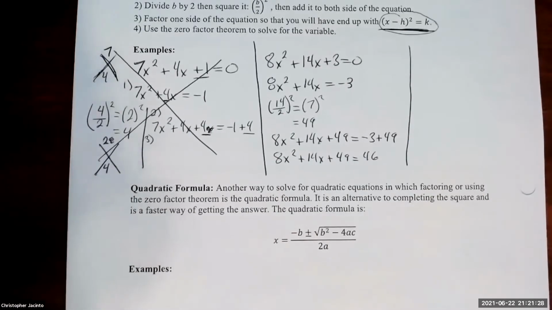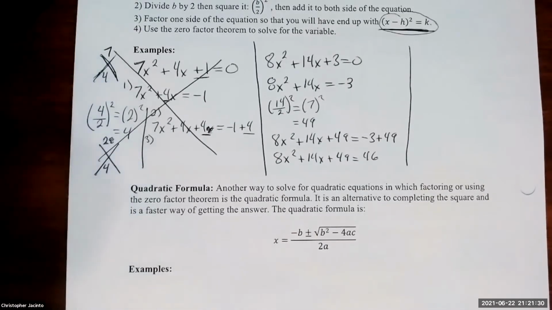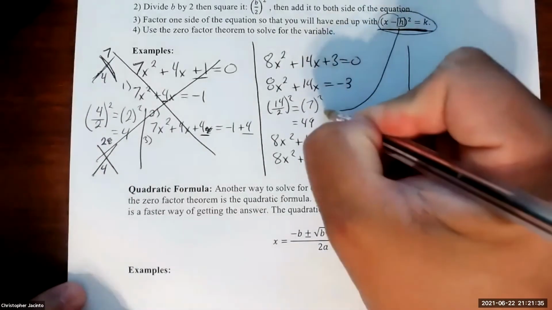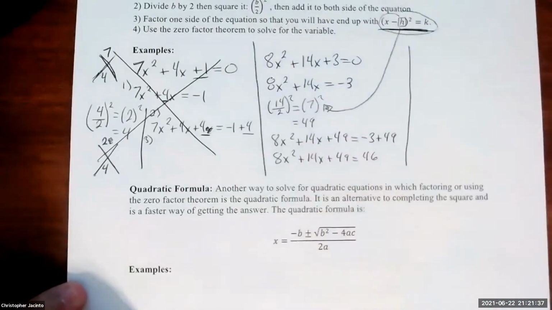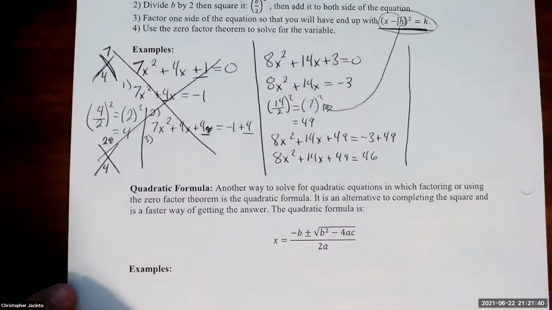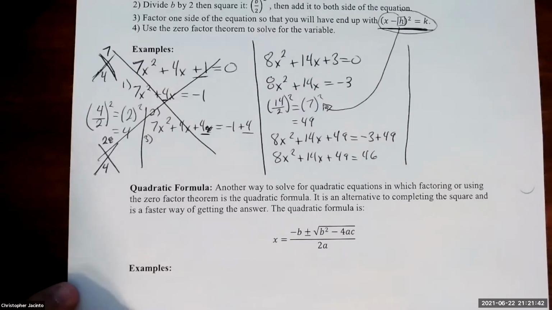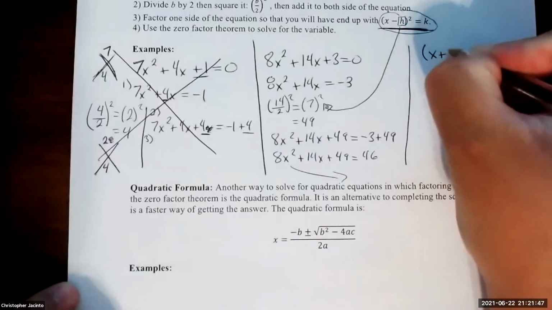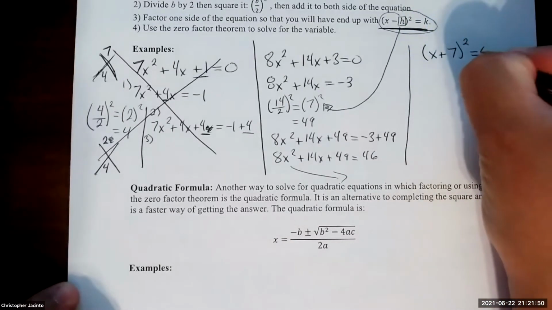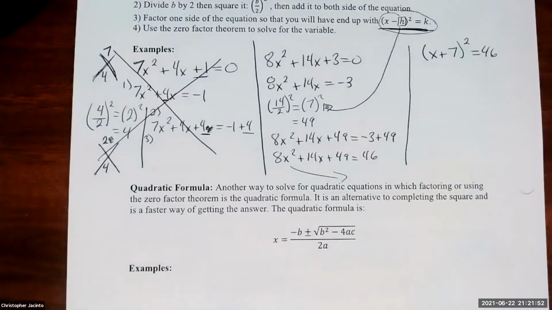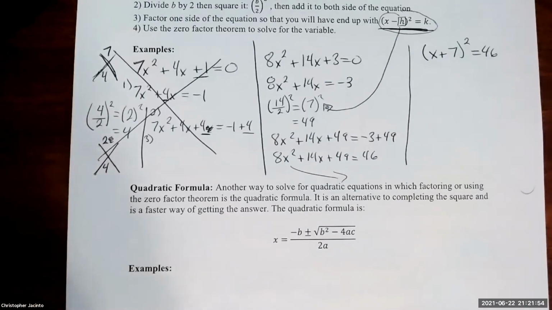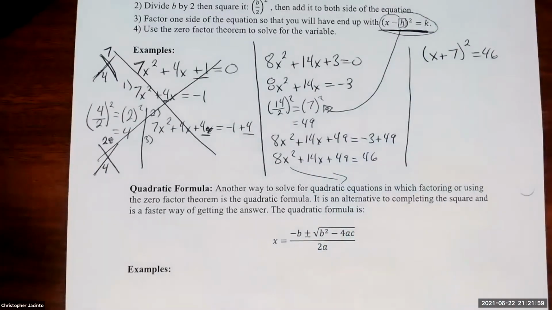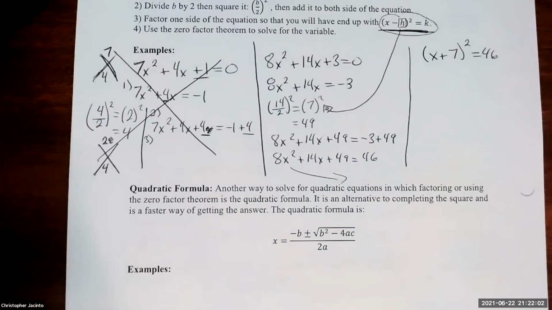But you actually don't have to, which is the cool part, because this h value right here is already done for you. It's the number inside the parentheses that you use. So this is the same thing. If you want to factor it completely, it gives you x plus 7 squared equals 46. It's just a quick little shortcut. If you factor this all the way down, you would get the exact same thing, which is a pretty interesting concept.